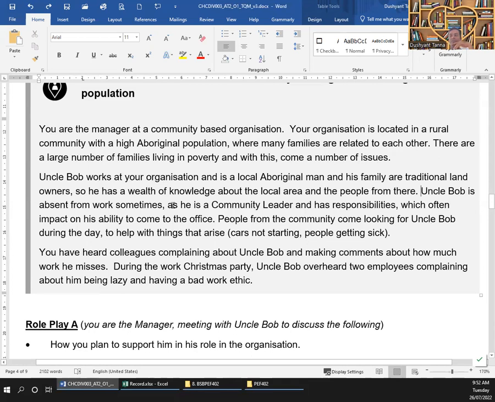Uncle Bob is absent from work sometimes, as he is a local community leader and has some responsibilities which often impact his ability to come to the office. People from the community come looking for Bob during the day to help with things that arise, like cars not starting, people getting sick, or traveling somewhere in case of emergency. You have heard colleagues complaining about Uncle Bob and making comments about how much work he misses. During the Christmas party, Uncle Bob overheard two employees complaining about him being lazy and having a bad work ethic. So that's a scenario.